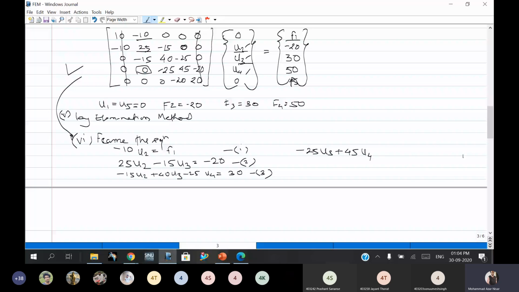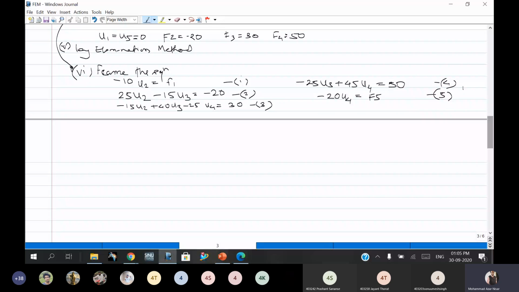And last, you write minus 20 U4 equal to F5. This is equation number 5. Now, after solving this, you have to put this equation to find out first simply U2 and U3, which you can find out manually or you can use the calculator for this.